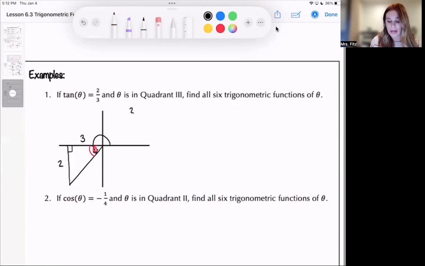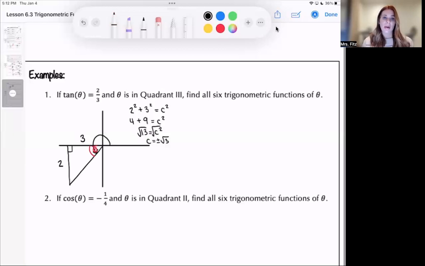So 2 squared plus 3 squared equals c squared. 2 squared is 4, plus 3 squared is 9, equals c squared. 13 equals c squared. Square root, we get c equals plus or minus root 13. Okay, so we're going to find all 6 trig functions at root 13, and I'm going to put root 13 on my triangle too.